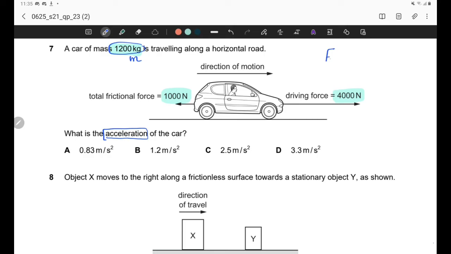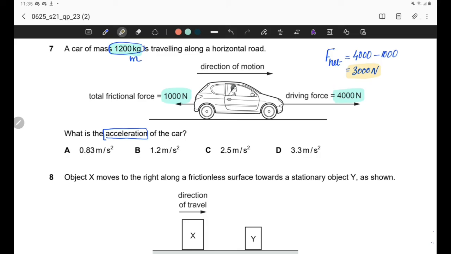So we need to calculate the net force acting, and we just need to subtract both the forces as they are acting in opposite directions. So 4000 minus 1000. So we will get 3000 Newton forward force. As the driving force is greater than the frictional force, the resultant force is in the direction of the driving force. So we have the net force acting on the car as 3000 Newton, mass also we have.